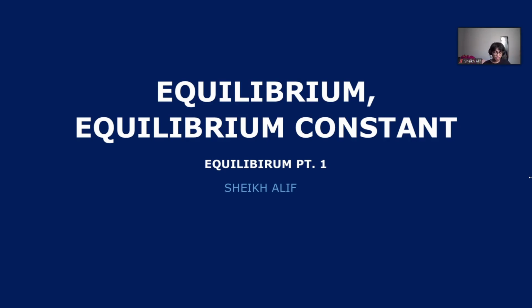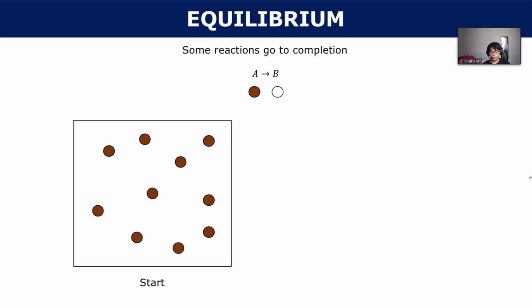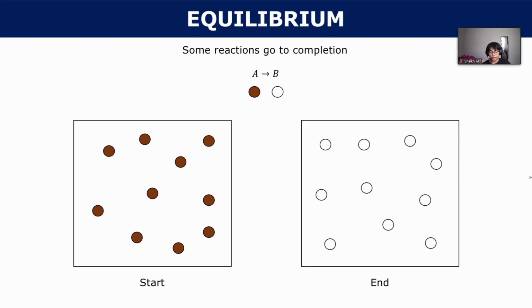Today we're just going to talk a little bit about what equilibrium is, and we're also going to introduce the equilibrium constant. So, some reactions are going to go to completion. If you have something like A going to B, at the start you might have a bunch of these brown A molecules, and at the end they're all going to be B molecules. That's what it means for a reaction to go to completion, meaning all the reactants turn to products.